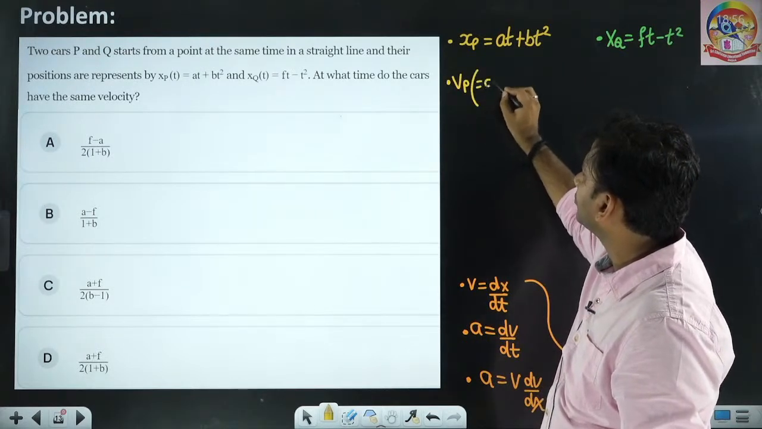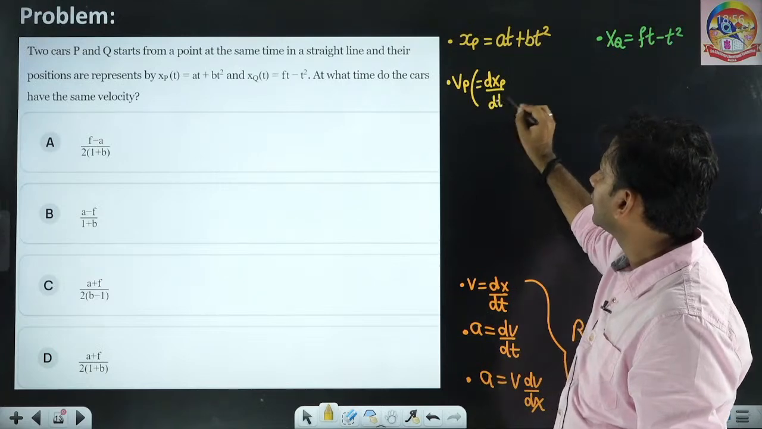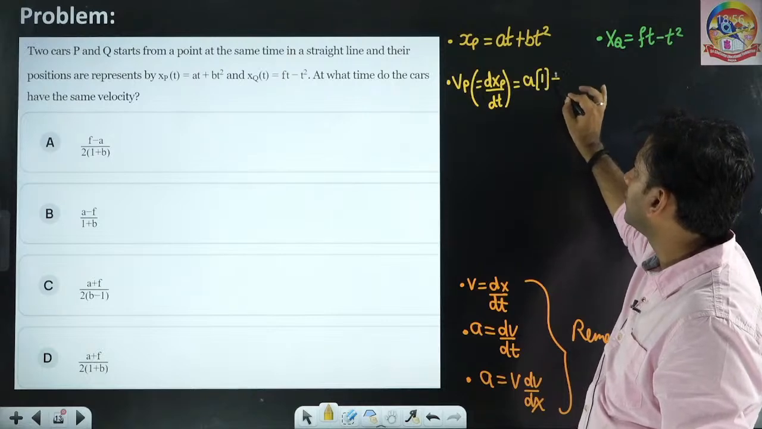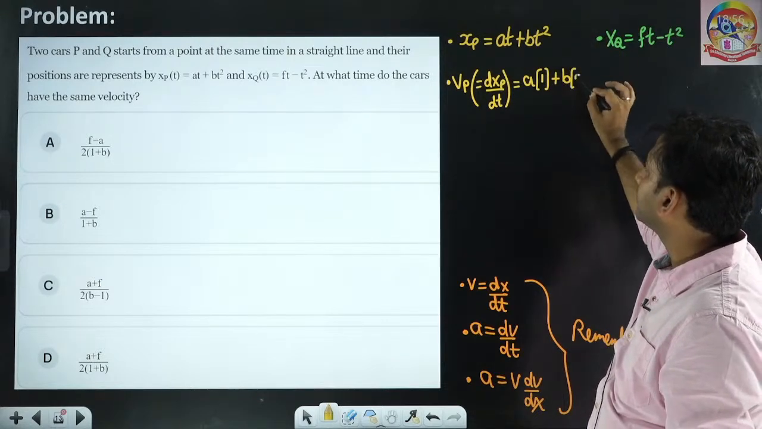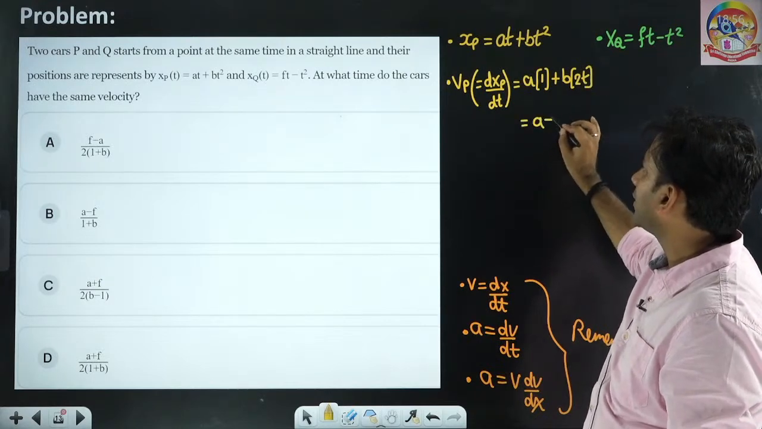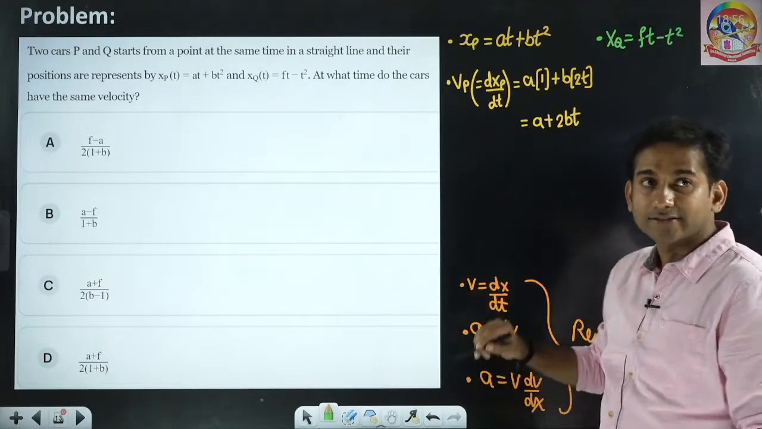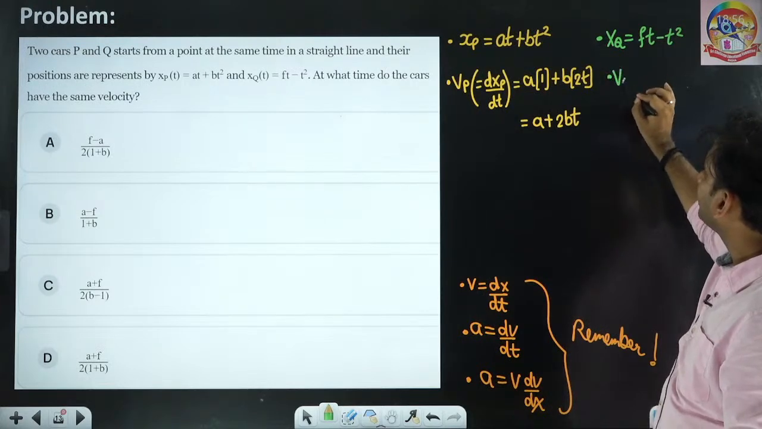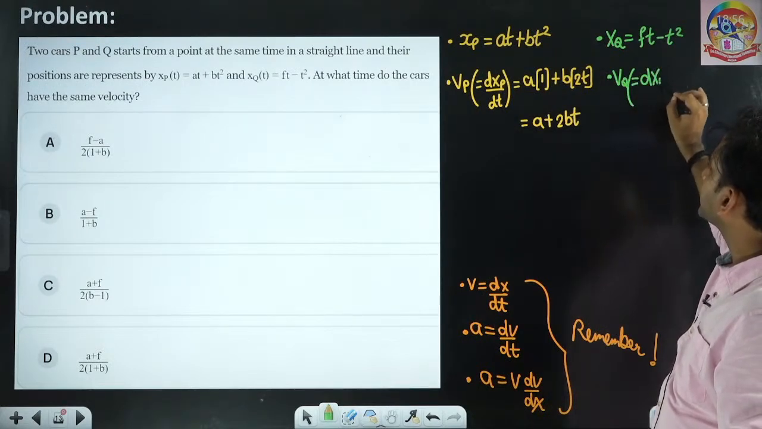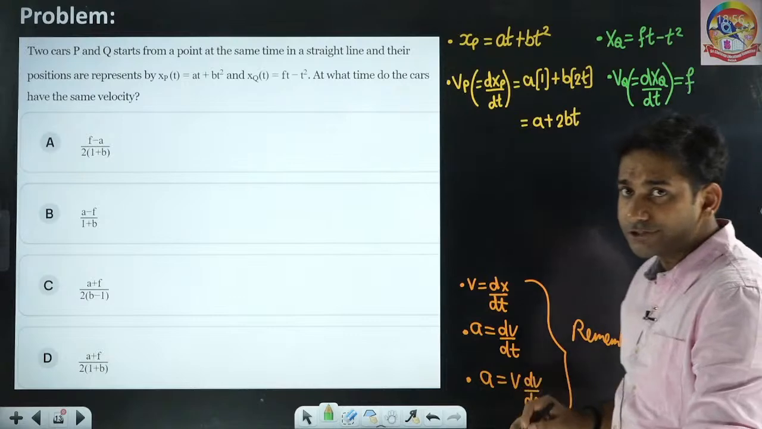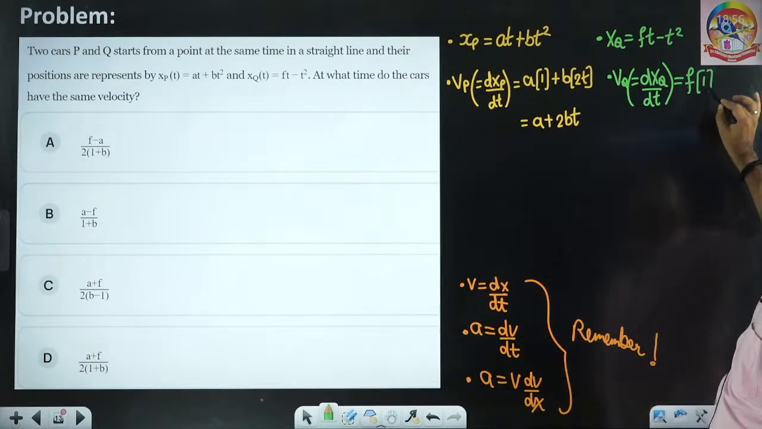Vp will be equal to dxp by dt. What is that? a will stand as it is, t's derivative with respect to t is 1, plus b will stand as it is, t square's derivative with respect to t is 2t. So that is equal to a plus 2bt. Similarly, the velocity of q is dxq by dt. So f will stand as it is, being a coefficient, t's derivative with respect to t is 1, minus t square's derivative with respect to t is 2t. So what you are getting is f minus 2t.